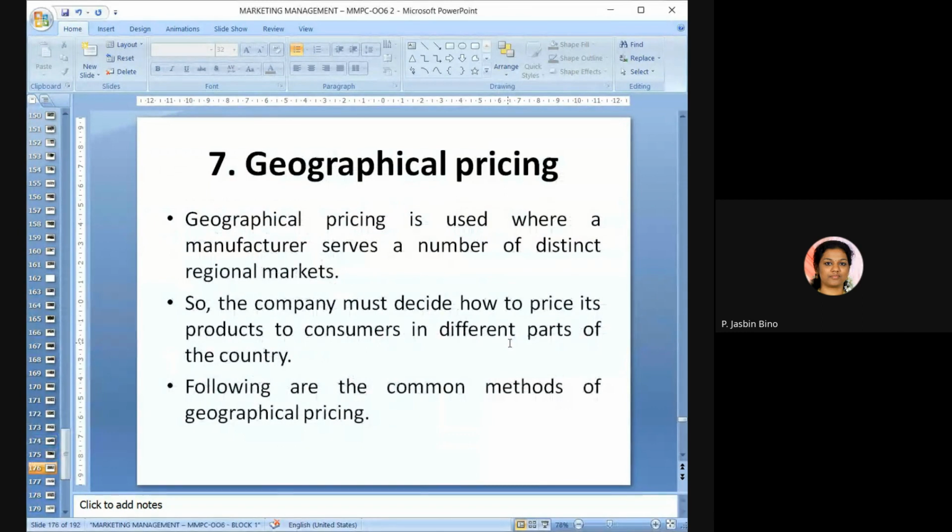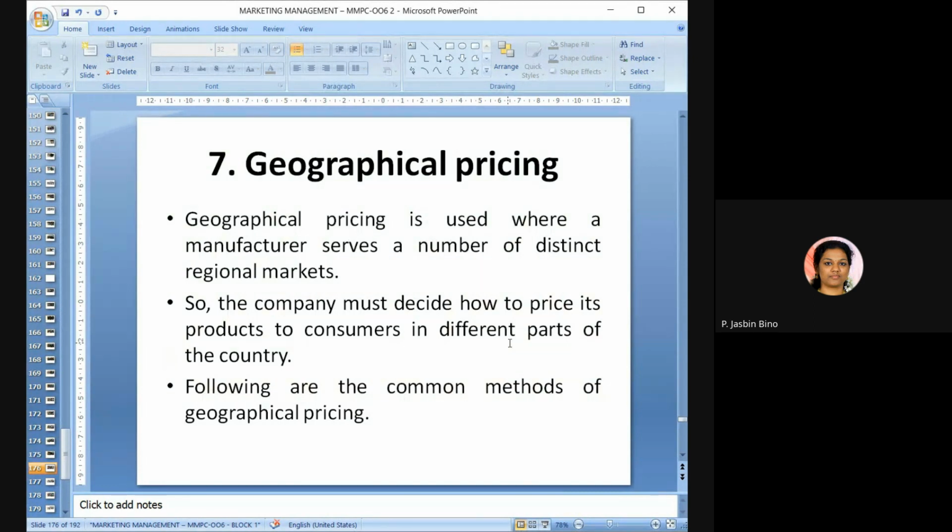So the next one is geographical pricing. Geographical pricing is used when a manufacturer serves a number of distinct regional markets. So they'll be fixing a particular price in one regional market and another price in another regional market. This is based on location, so the price of the product differs. The company must decide how to price its products to customers in different parts of the country.